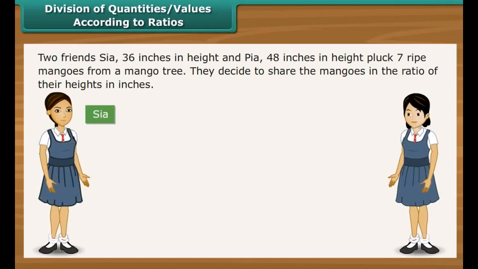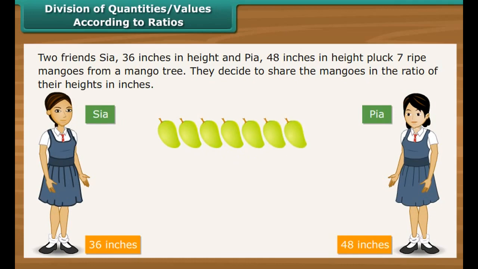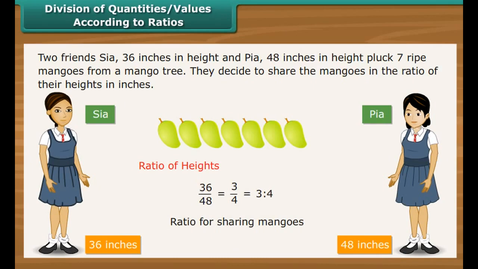Two friends Sia, 36 inches in height, and Pia, 48 inches in height, pluck 7 ripe mangoes from a mango tree. They decide to share the mangoes in the ratio of their heights in inches. How many mangoes will each friend get to eat? Let us first find the ratio of their heights. The ratio of their heights is 3:4.